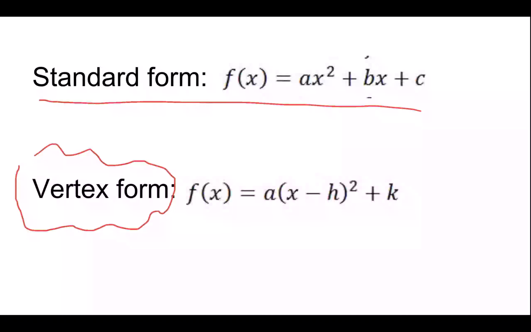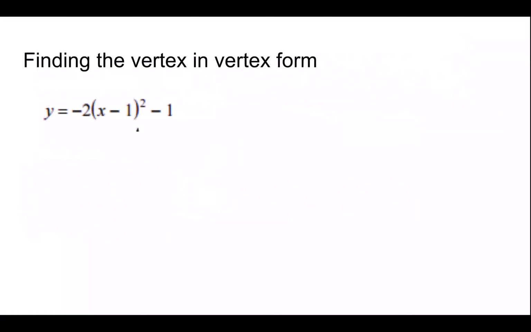Vertex form is more helpful in graphing because it's actually easier to find the vertex than doing negative b over 2a. And we're going to see that here. So our goal right now is we're going to be able to find the vertex from the vertex form. So let's take an example. As you can see, this thing is in vertex form because it has a parentheses and everything in the parentheses is squared.